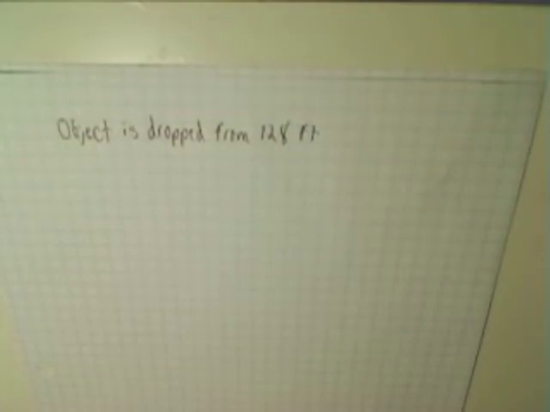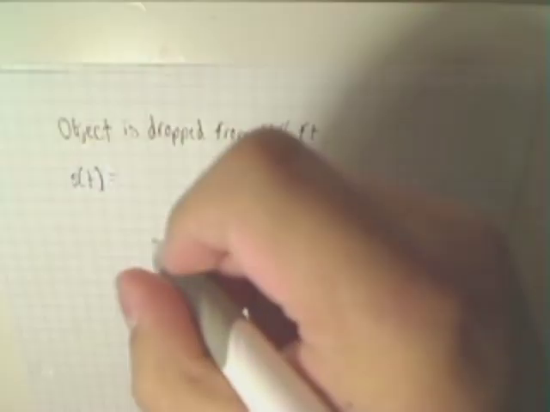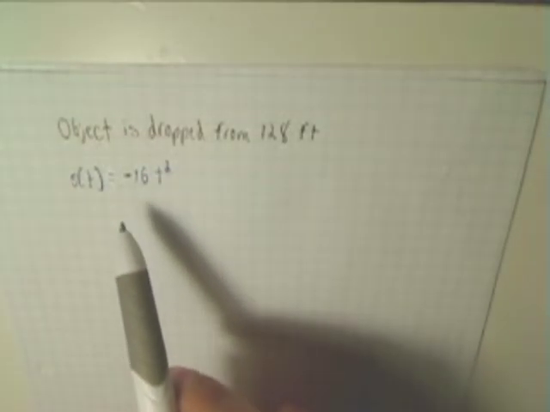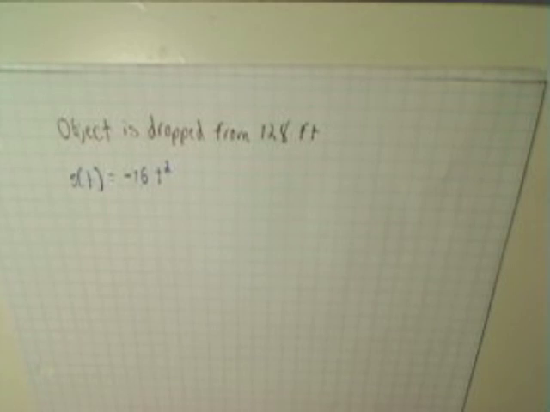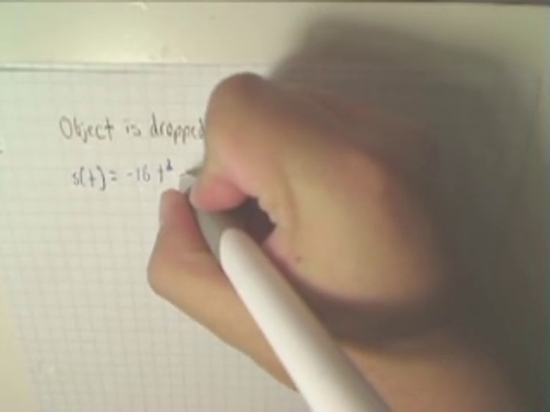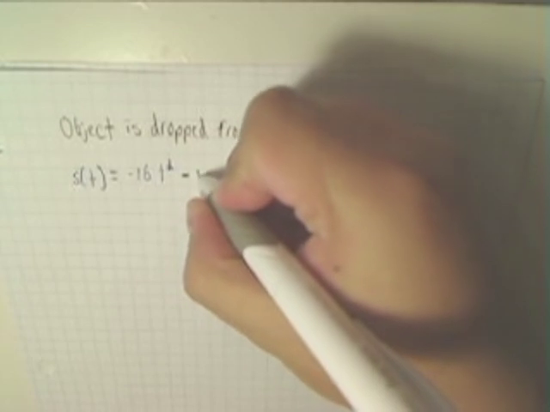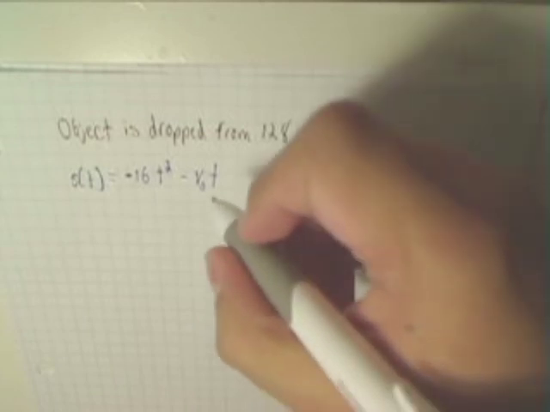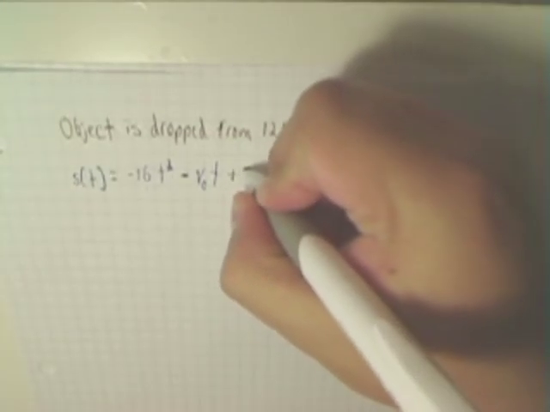We are given that an object is dropped from 128 feet. Using this information, we can develop a position function. So, S of t is equal to negative 16 t squared, which is half of the acceleration of gravity, minus v naught, or initial velocity of the object, times t, plus 128.